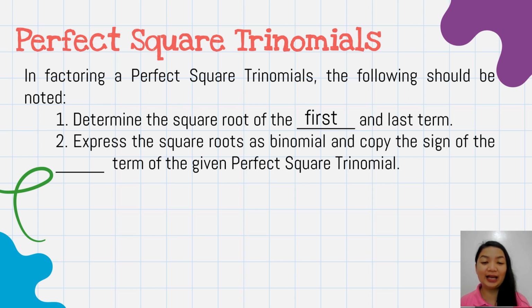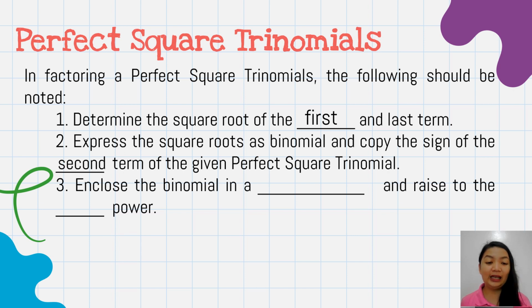Express the square root as binomial and copy the sign of what? What sign are we copying? Correct. It's actually the second term or the middle term of the trinomial. And then enclose the binomial in a blank and raise to the blank power. Correct. We enclose them in a parenthesis and then we raise them on the second degree or second power.